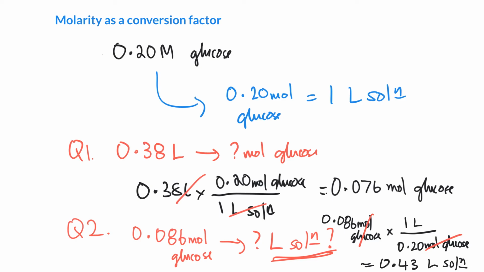If you were in the lab, you probably would measure that out in milliliters. And if you remember that a milliliter is 1,000th of a liter, that corresponds to 430 milliliters. You can set it up as a conversion, or you can just shift the decimal 3 times if you prefer.